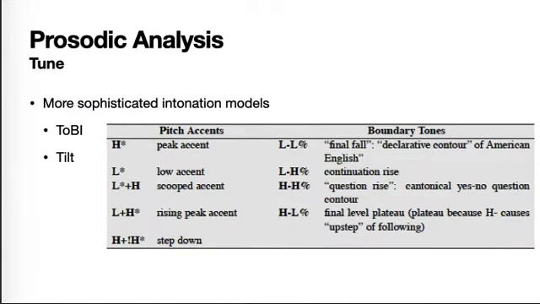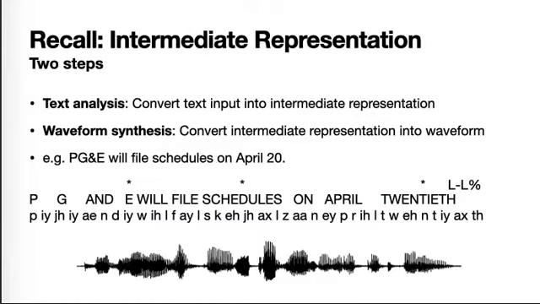So there are more sophisticated intonation models, such as ToBI or Tilt. These models place these linguistic markers on the individual words and boundaries, like pitch accents, including peak accent, low accent, scooped accent, rising peak accent, step down, and also boundary tones like final fall, continuation rise, question rise, and final level plateau. So as a reminder, these appear in our intermediate representation, shown at the beginning. Like here, the L hyphen L percent, it's final fall, which means the sentence is kind of a statement.